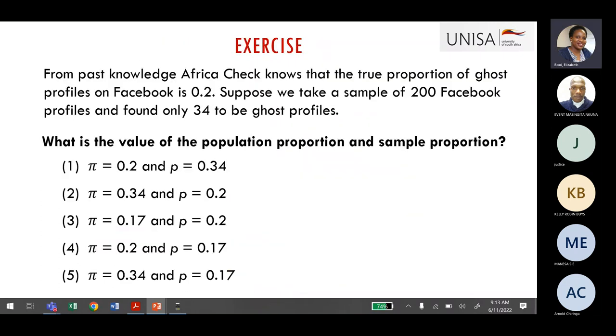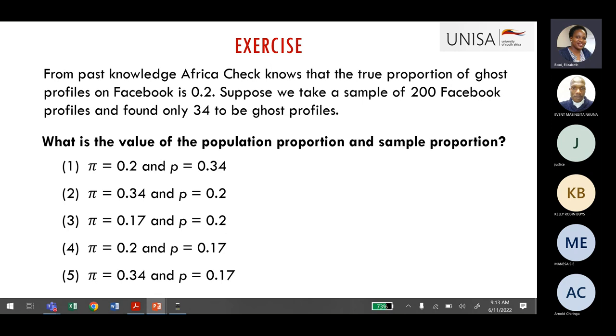Firstly, I don't have an example. I go straight to the exercise. From past knowledge, Africa Check knows that the true proportion of ghost profiles on Facebook is 0.2. Suppose we take a sample of 200 Facebook profiles and find only 34 to be ghost profiles. What is the value of the population proportion and the sample proportion?